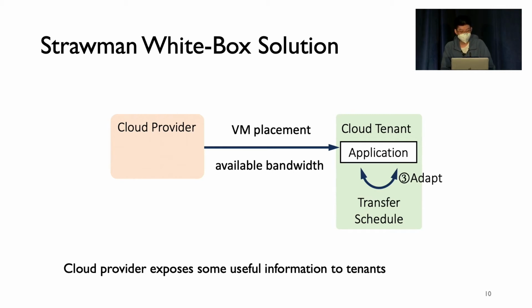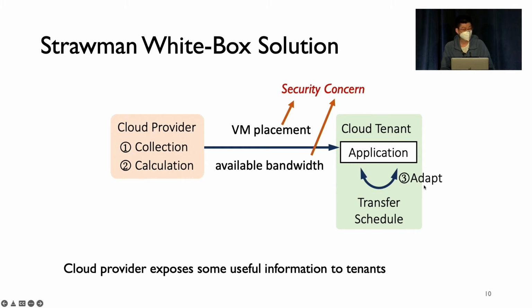But to provide the bandwidth information, the provider needs to monitor the network conditions and collect network metrics constantly. It also needs to calculate the available bandwidth for each tenant individually. This causes several problems. First, directly exposing the VM placement and available bandwidth of the link can raise security concerns because they may leak information of other tenants. Second, the communication pattern of different tenants can change frequently, and recalculation for each tenant query is expensive.